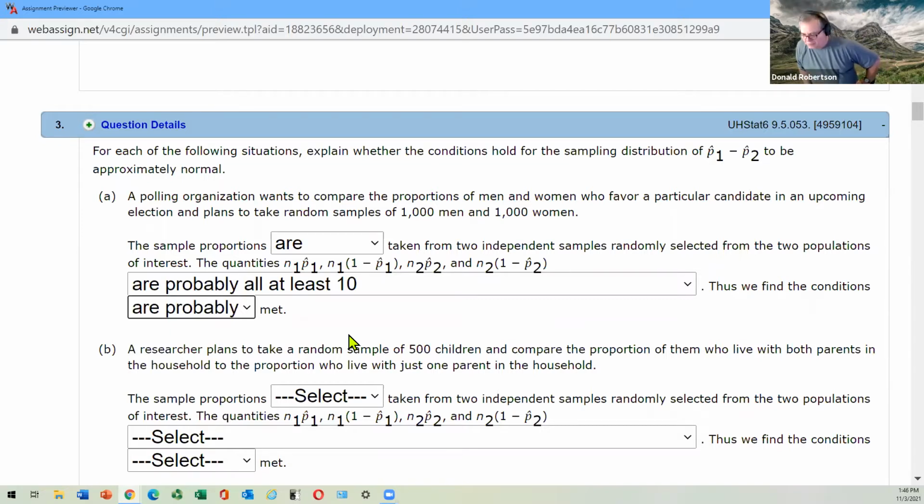Now, they never gave me real numbers to check it, but would you agree if you asked 1,000 women almost anything, you're probably going to get at least 10 of them to say yes, right? And at least 10 to say no, right? You've got 1,000, no matter what you pick, isn't the other one going to be pretty big?